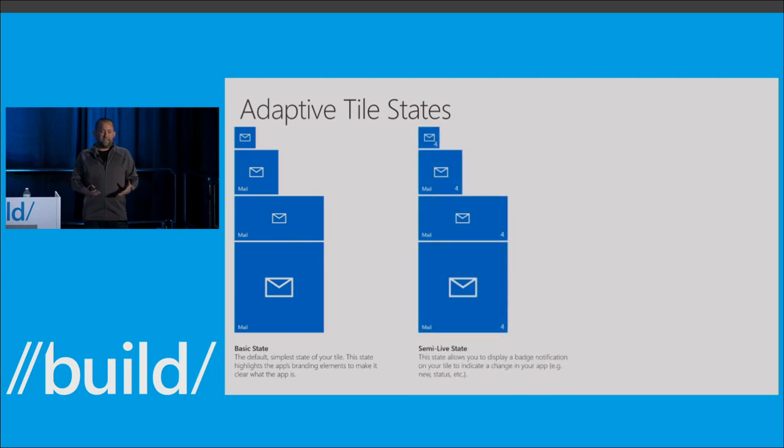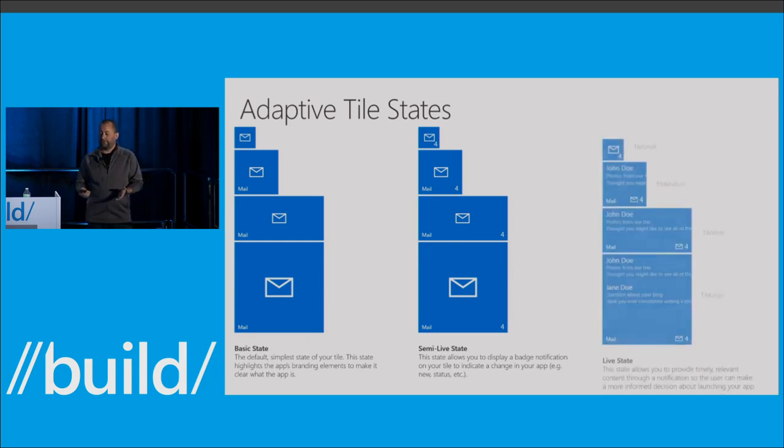We have a semi-live state. This is when you're trying to communicate a small amount of information to the user. It makes sense for something like a count. You want to update the count on the tile, the badge, to have some information for your user. And it's just a very quick way for the user to glance and see that something's changed inside your application.